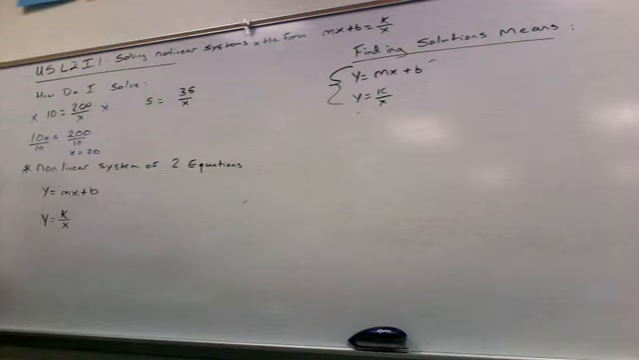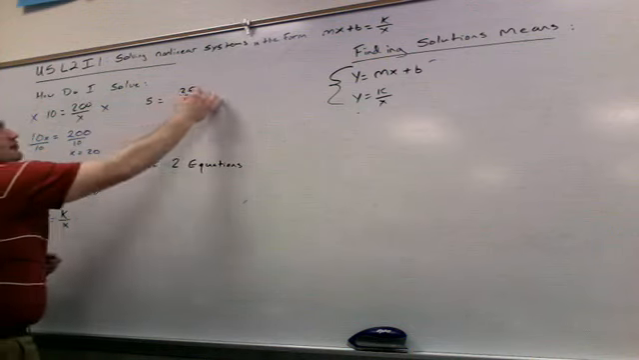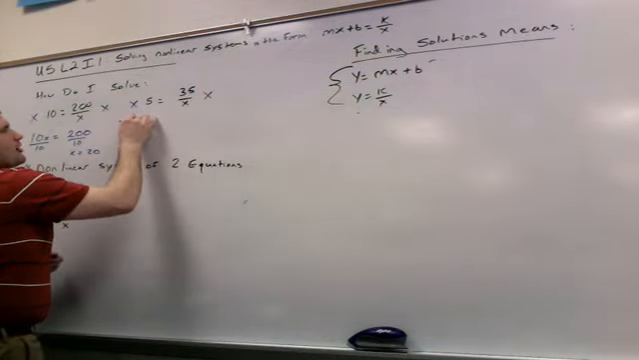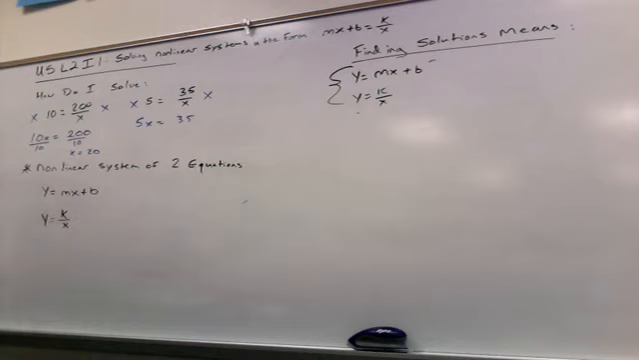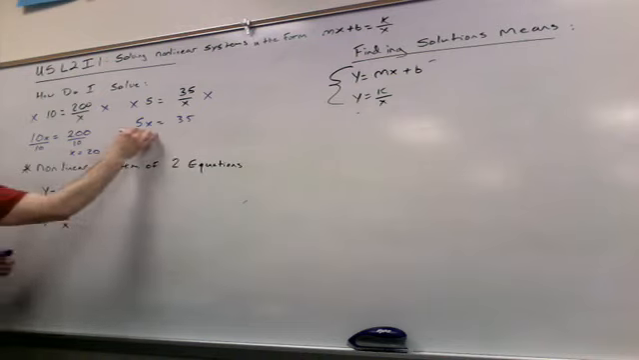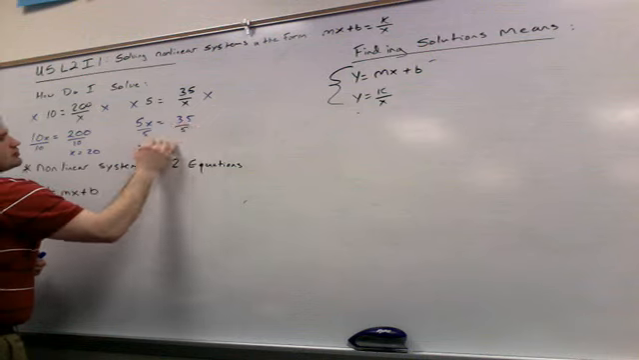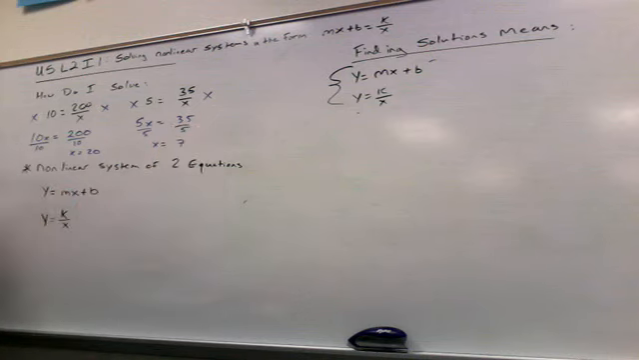Now how do I solve this one? Same way. Whenever x is on the bottom, what do we do first? Multiply by x. Does that make sense? Okay. Whenever x is on the bottom, we multiply by x first. So 5x equals 35. So now what do I do? Divide by 5. So x equals 7. So those are my two solutions.